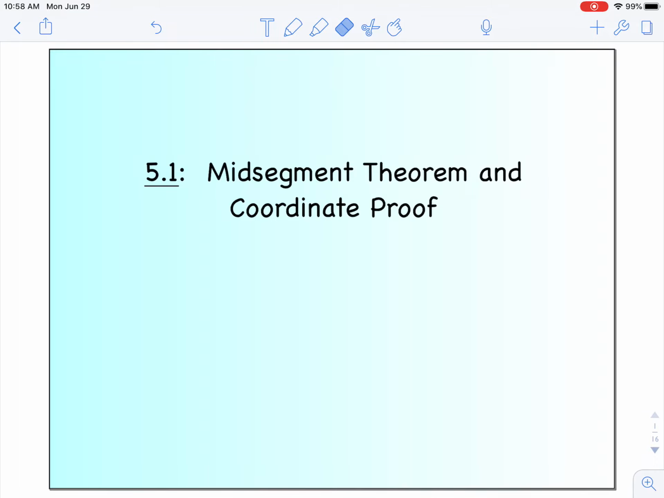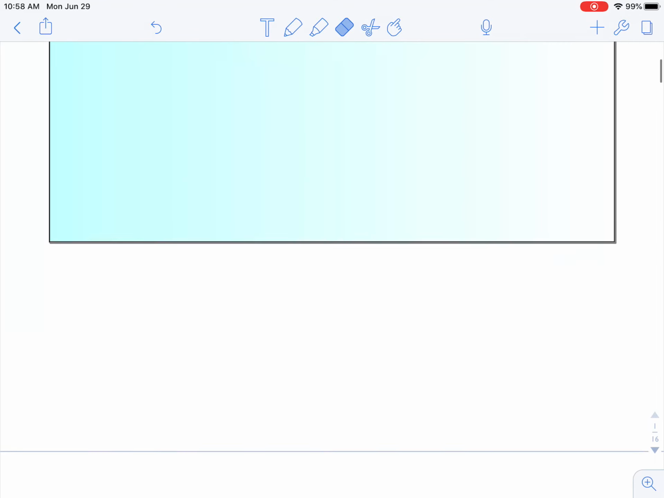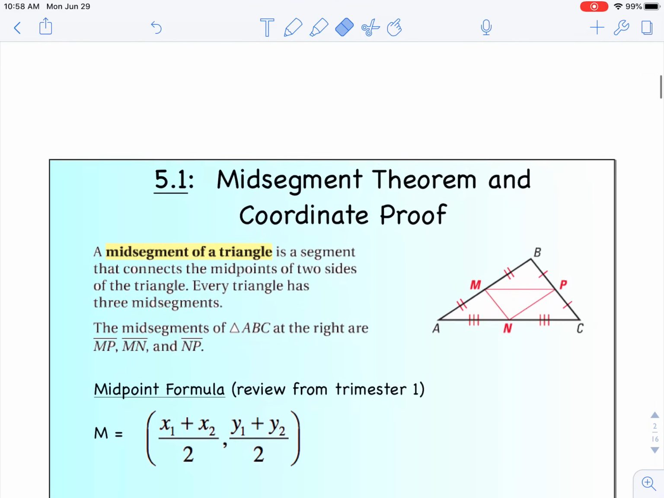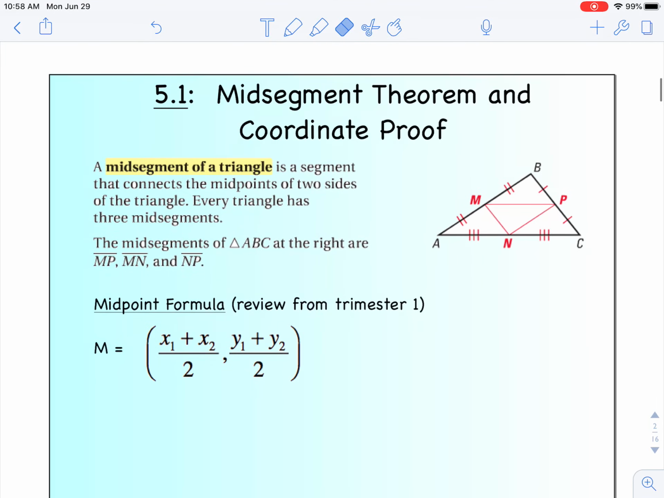Section 5.1, Midsegment Theorem and Coordinate Proof. We're going to take a look at what a midsegment in a triangle is and also the theorem that goes with it. So, a midsegment of a triangle is a segment that connects the midpoints of two sides of the triangle. And every triangle has three midsegments.